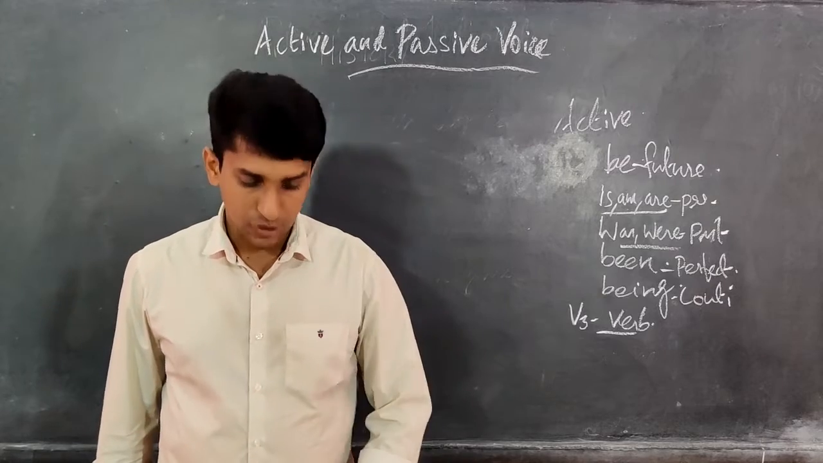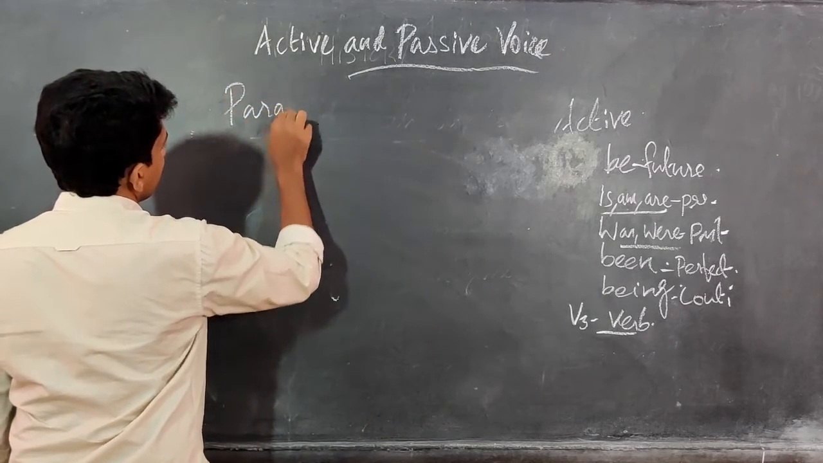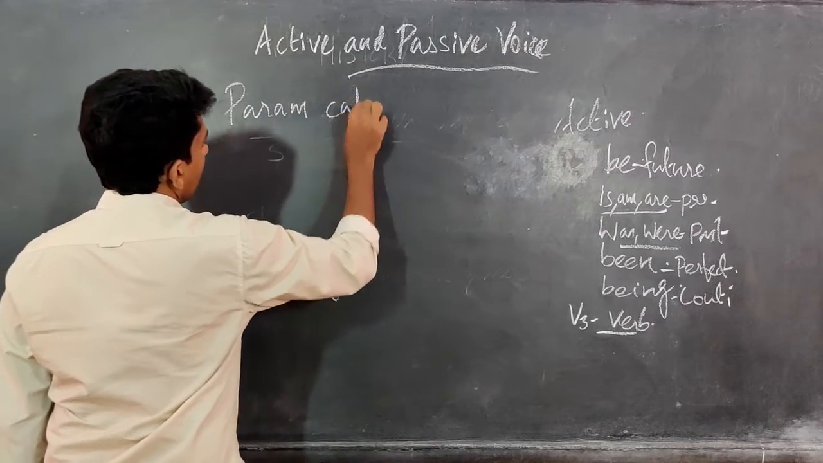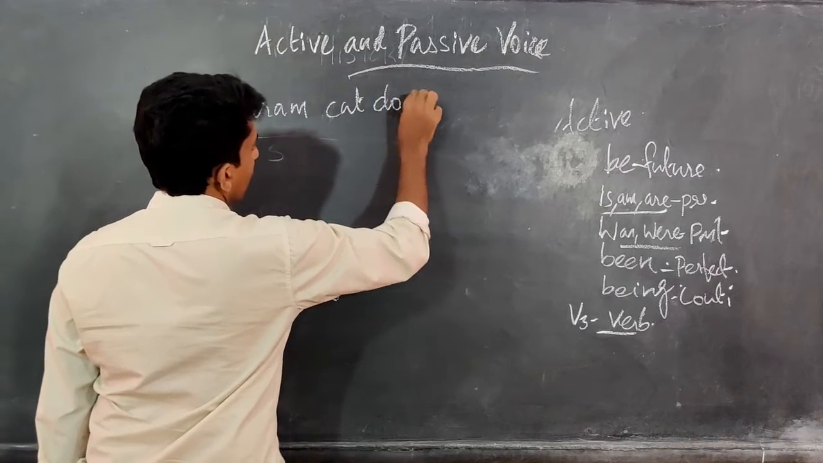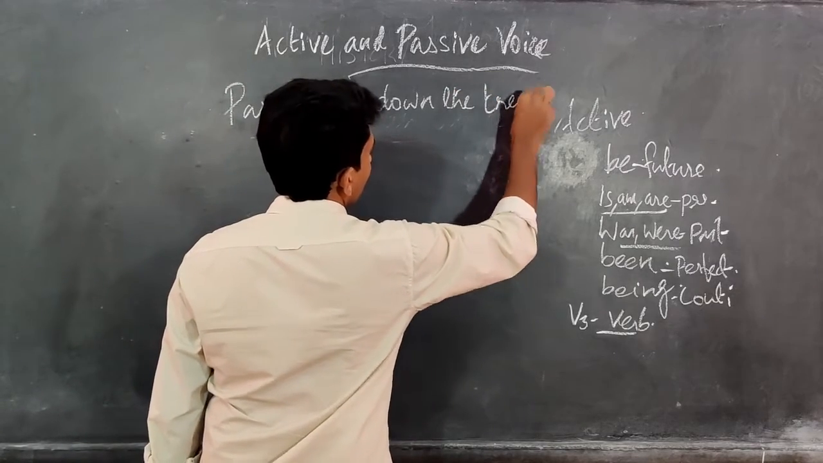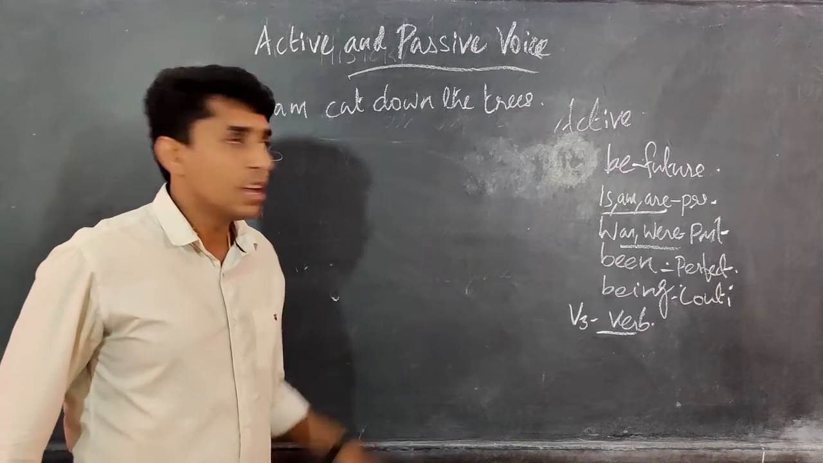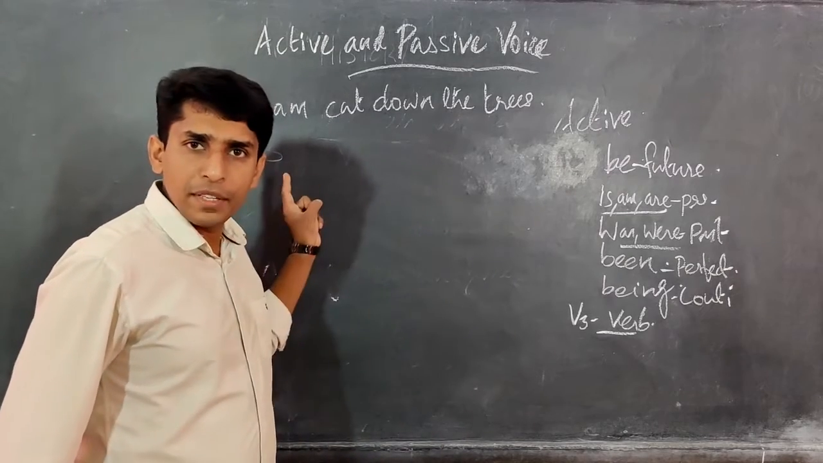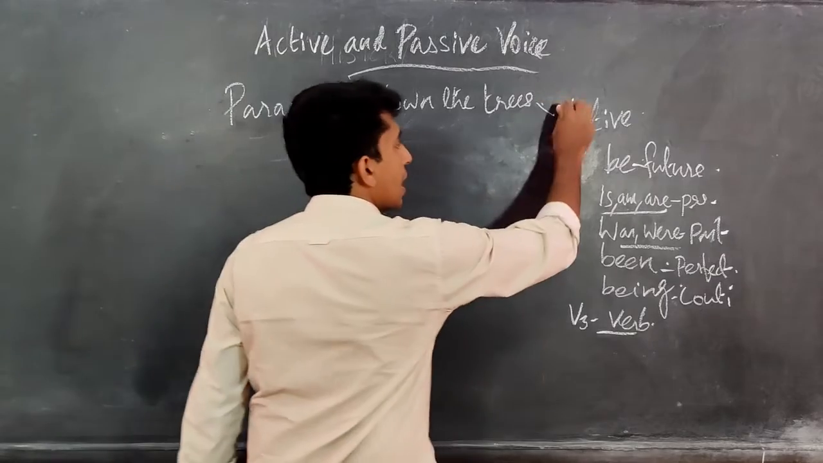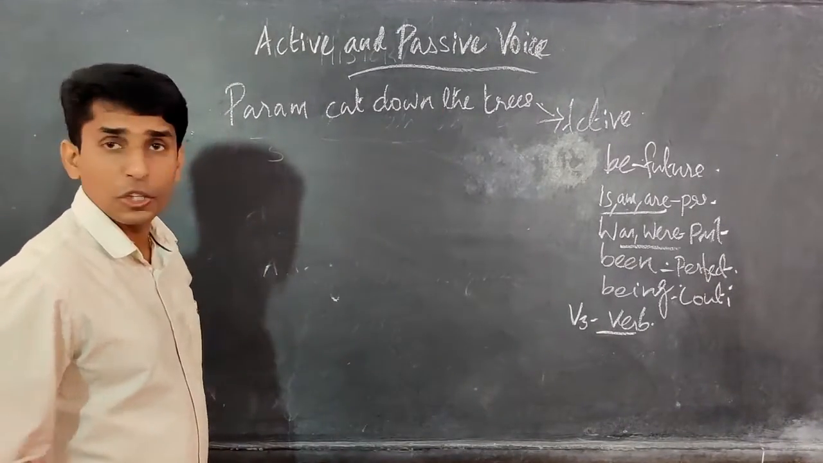Param cut down the trees. What kind of sentence is this? Who is doing the activity? Who is cutting down the tree? Param is cutting down the tree. So this sentence is active voice. Param is doing it. The object is the trees.